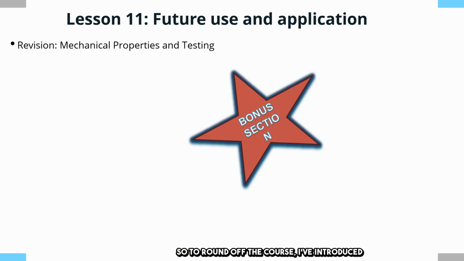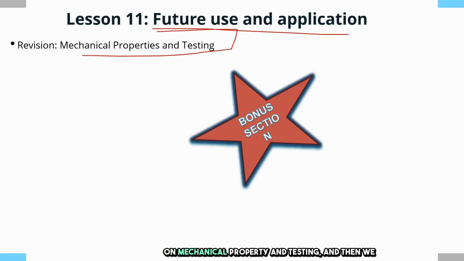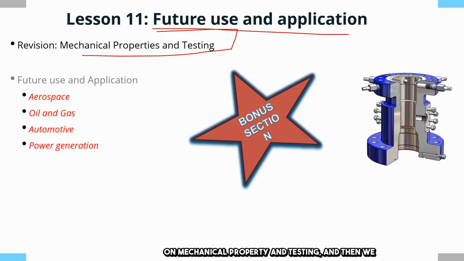So to round off the course, I've introduced what we call the future use and application. We've talked about steel making, we've talked about finishing, we've talked about heat treatment. But it's quite key to understand where these steel grades are used and in what application. So that's what we'll be looking at in this module. As is customary, we do a revision on mechanical property and testing. And then we delve into the future use and application.